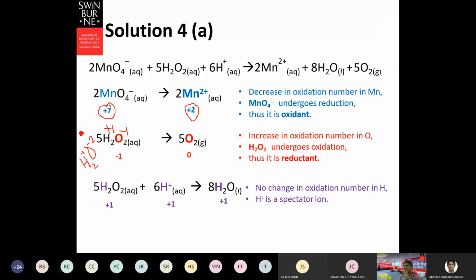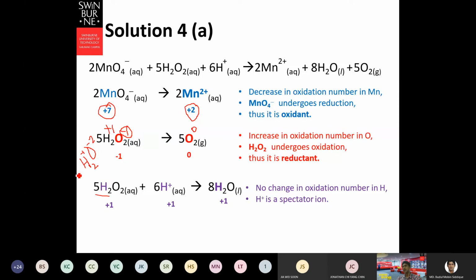And when it is from the hydrogen peroxide, it is producing oxygen. It is going to be reduced, right? From -1, it becomes 0. How does it become 0? Because it lost electron, right? So it lost electron and undergoes oxidation, so that it is a reductant.